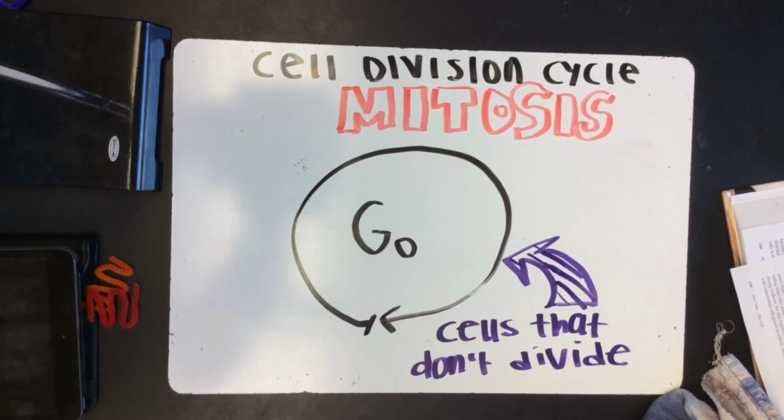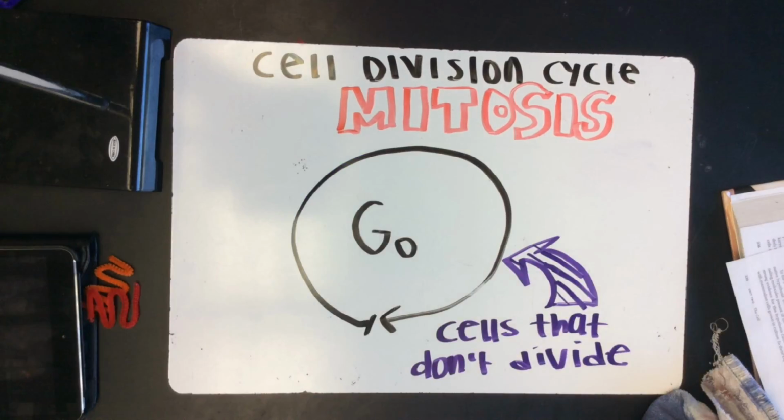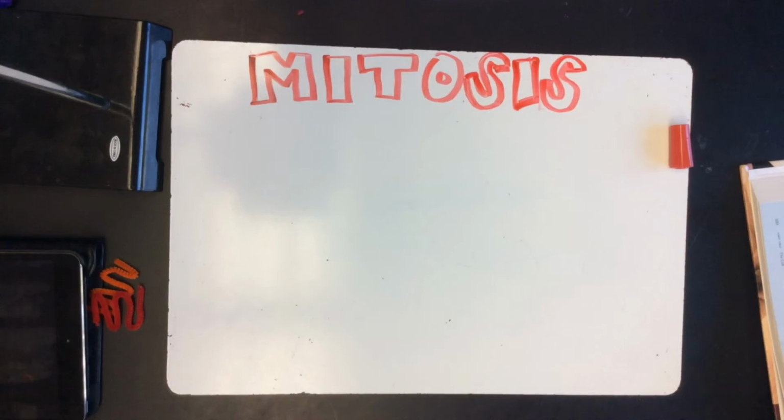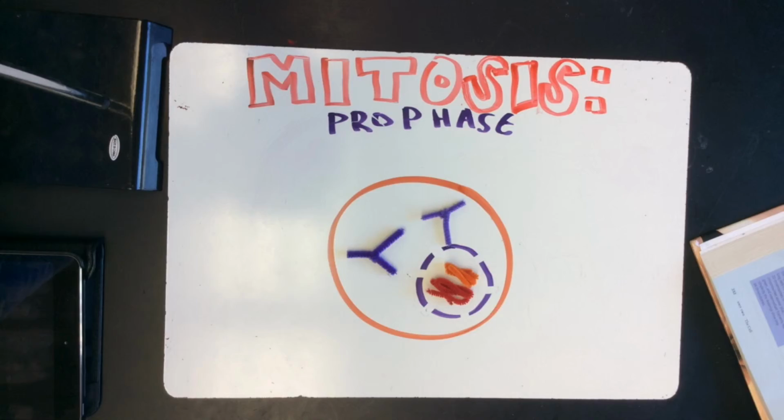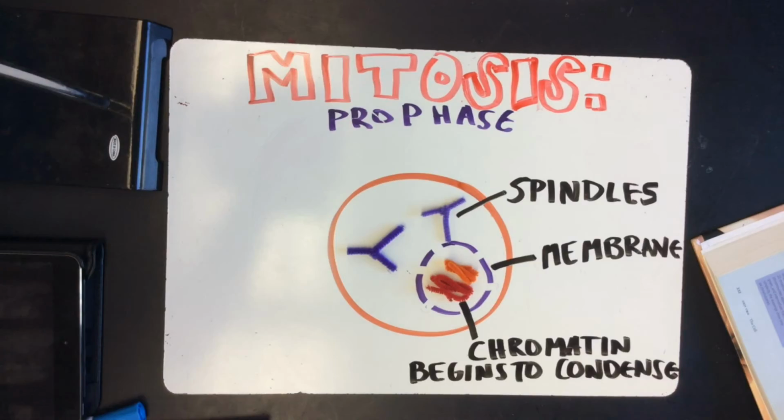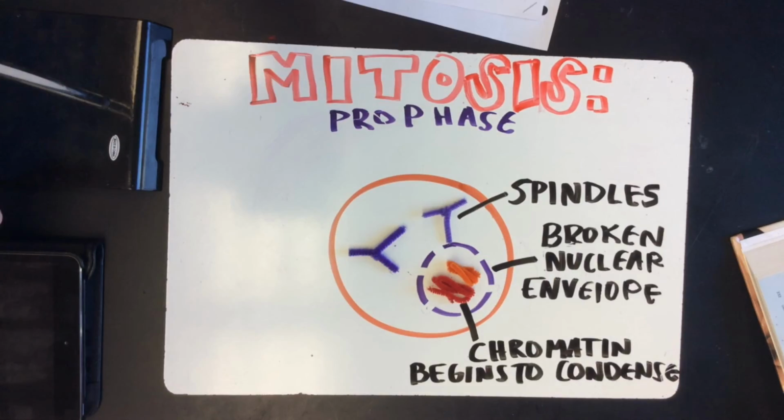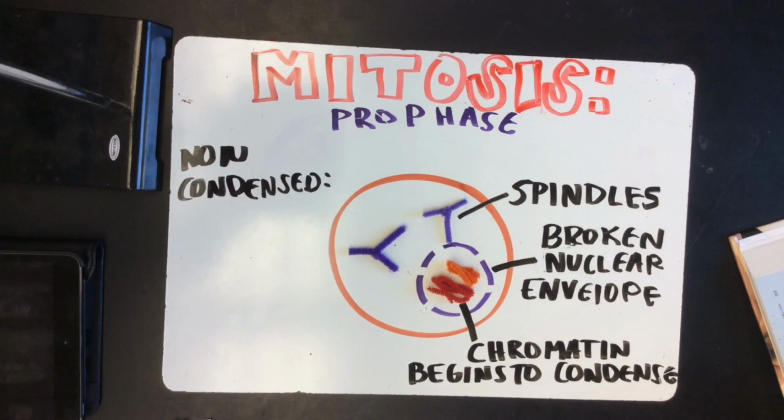The G0 phase is where cells don't divide, but have completed the G2 phase. The first phase of mitosis is prophase, where chromatin fibers begin to condense into chromatids and appear as sister chromatids. The spindle begins to form, composed of chromosomes and microtubules, and DNA strands are wrapped around histones.